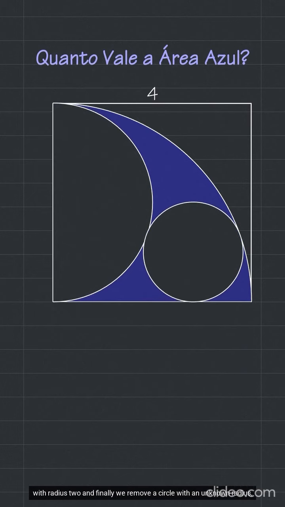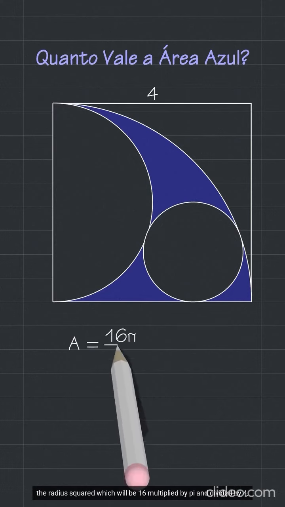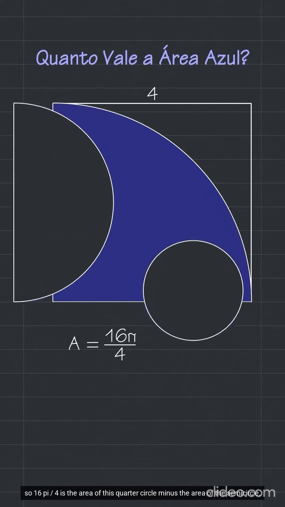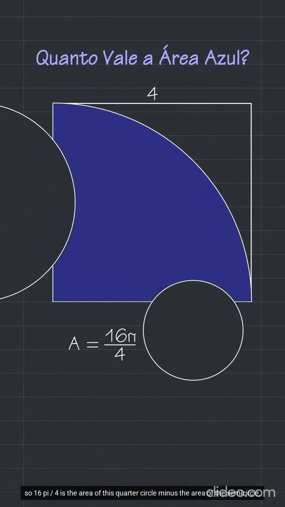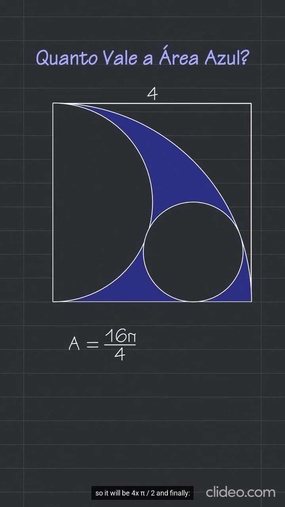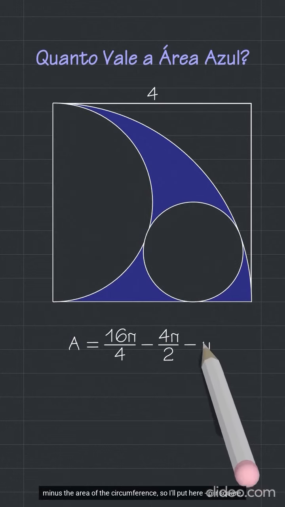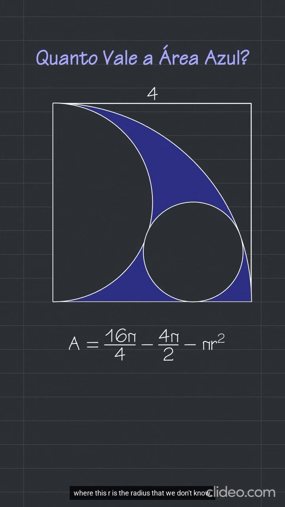So our area will be the area of the quarter circle, which is the radius squared, which will be 16 multiplied by pi and divided by 4. So 16 pi over 4 is the area of this quarter circle, minus the area of the semicircle, so it will be 4 times pi over 2, and finally minus the area of the circle, so I'll put here pi r squared, where this r is the radius that we don't know.